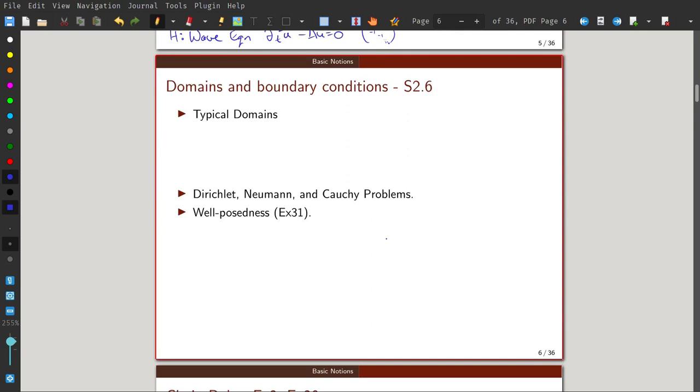Okay. So the next basic idea in partial differential equations is to think about domains and the boundary conditions. All right. So typical domains, they should be open. We want open domains because the definition of a derivative requires taking a limit towards a point, and the function should be defined on a neighborhood of that point. And so that sort of necessitates having open domains.